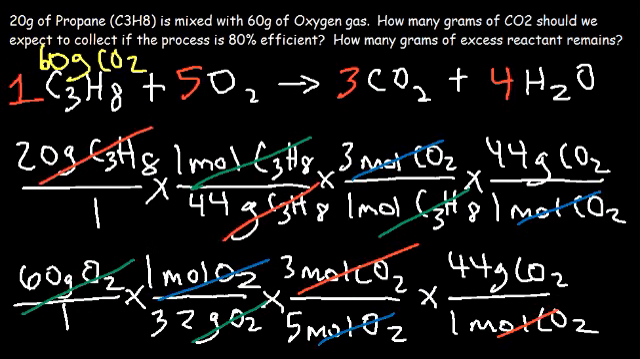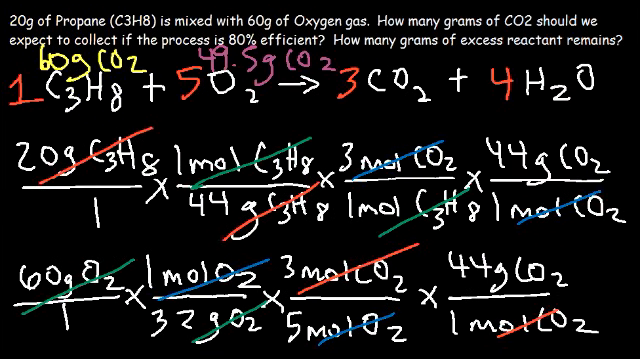Now let's do the math. So it's 60 divided by 32 times 3 divided by 5 times 44. And you should get 49.5 grams of CO2. So if all of the 60 grams of O2 reacts, 49.5 grams of CO2 will be produced.